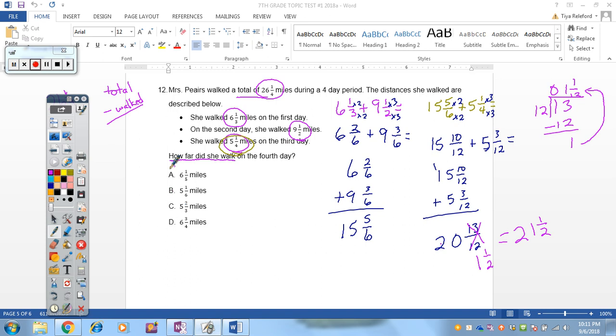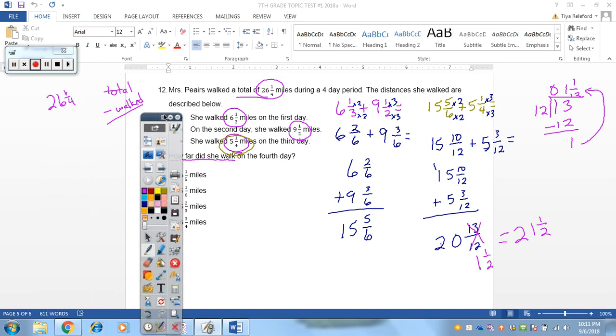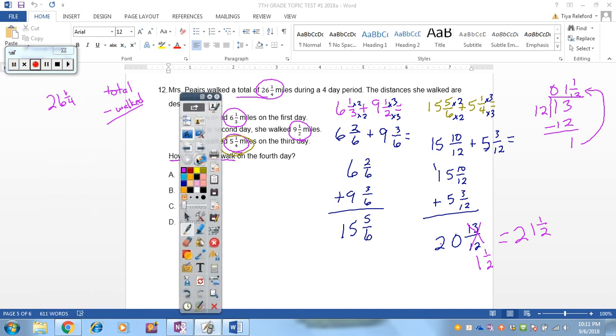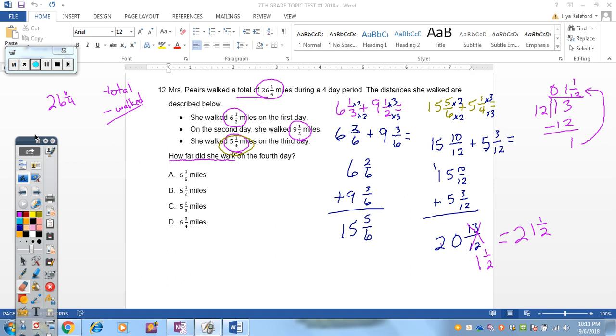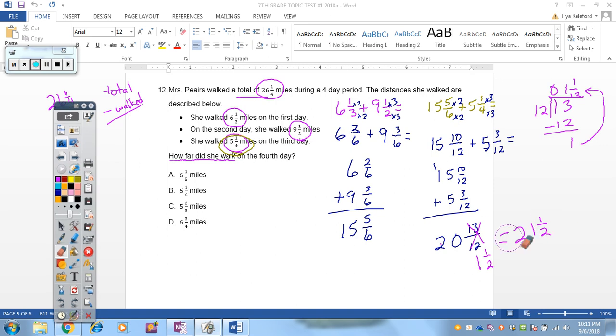Oh, but that's not an answer choice. That's okay. Because we really don't want an answer choice because we're not done yet. We got one more step. This is how far she walked on day 1, 2, and 3. We need to know how far she walked on day 4. So you're going to have to subtract. Almost there, guys.